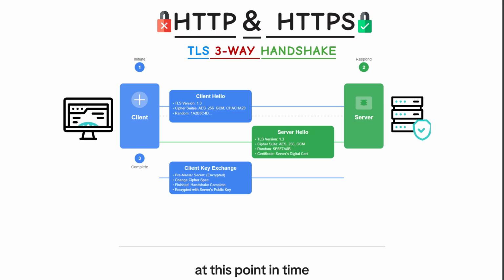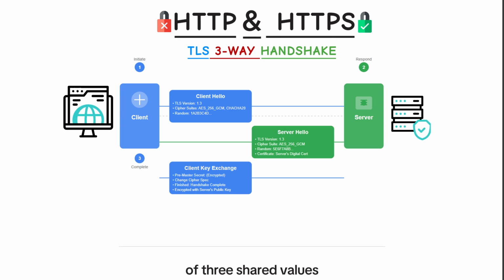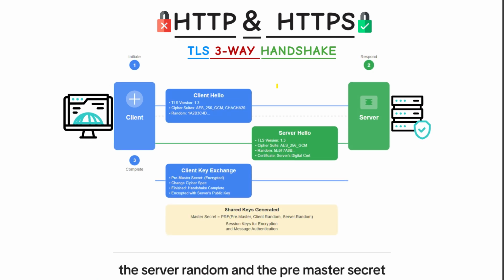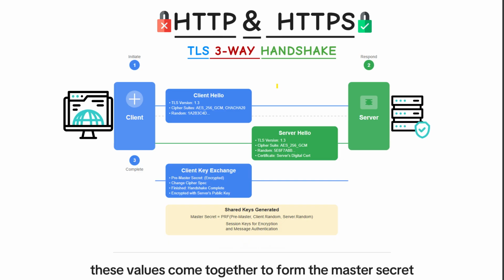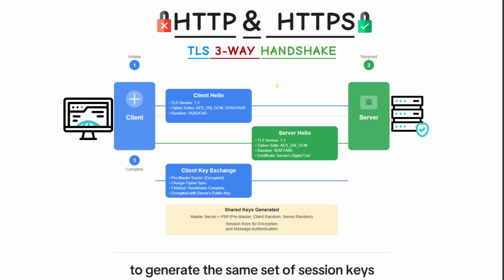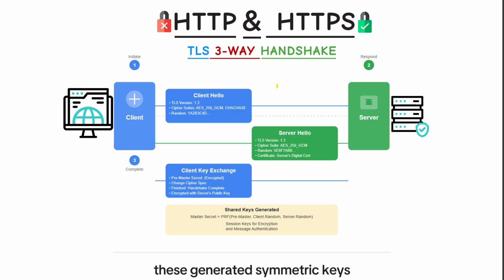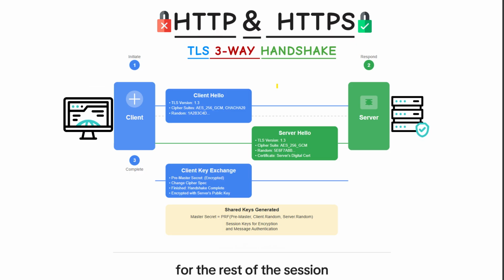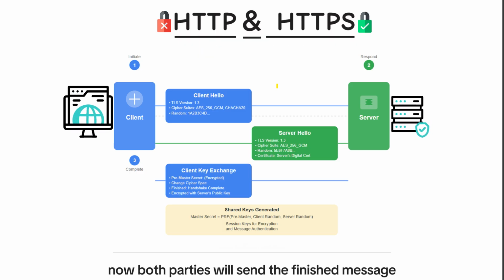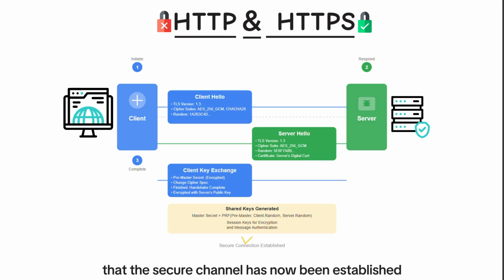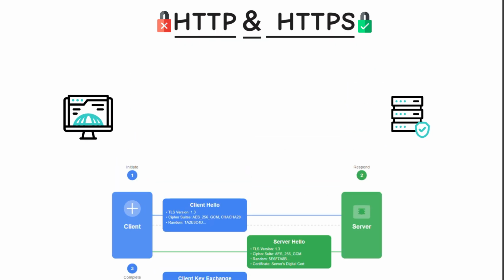At this point in time, both the client and the server are now in possession of three shared values: the client random, the server random, and the pre-master secret. These values come together to form the master secret. They each independently use this master secret to generate the same set of session keys. These generated symmetric keys will now be used to encrypt and decrypt all the data for the rest of the session. Now both parties will send the finished message encrypted with the new session keys. This will indicate that a secure channel has now been established.